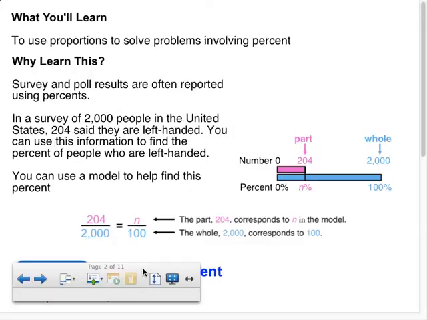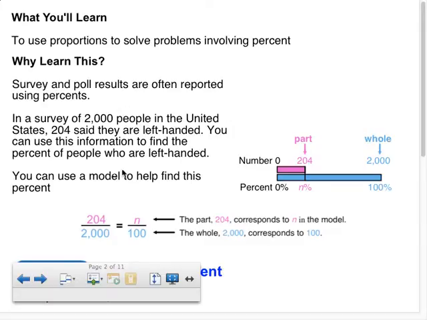Now let's read this information. We're going to see how this connects. We're going to make some connections here. What you learn: to use proportions to solve problems involving percent. Why learn this? Survey and poll results are often reported using percents. So I just took a survey, right? I asked who writes with their left hand. And out of 17 students, 1 student wrote with their left hand, right?